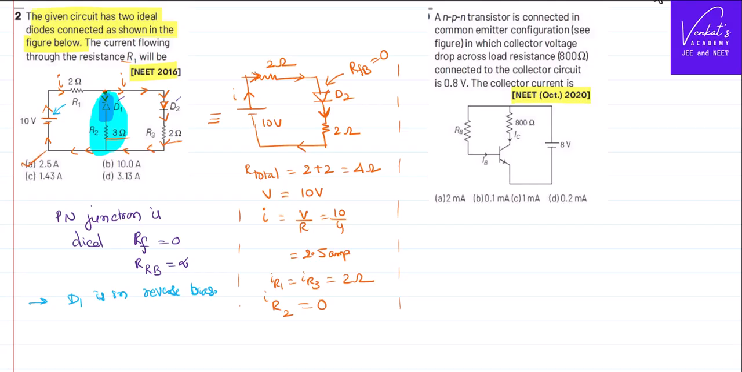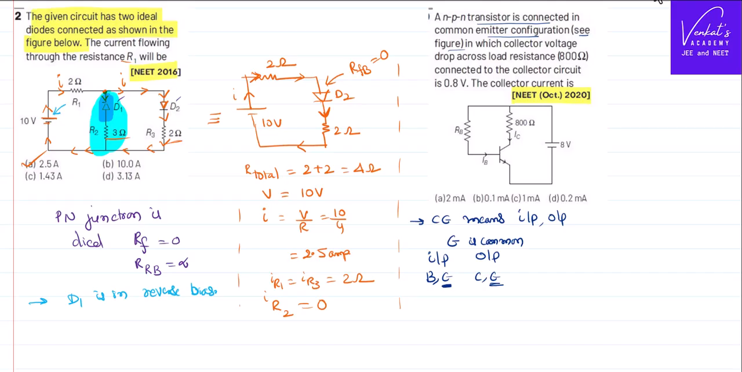Let's have a look at the next question that is available for us. An NPN transistor is connected in a common emitter configuration. What do you mean by a common emitter configuration is, for both input as well as output, the emitter of the transistor is common. Meaning to say, input is taken between base and emitter, output is taken between collector and emitter, where this emitter is common for both of them.